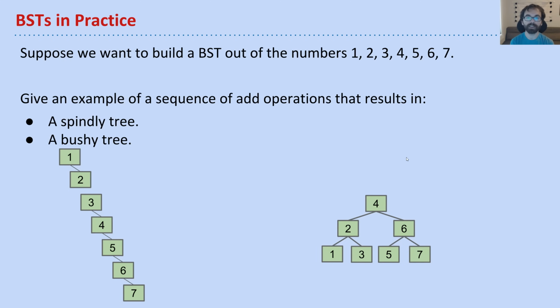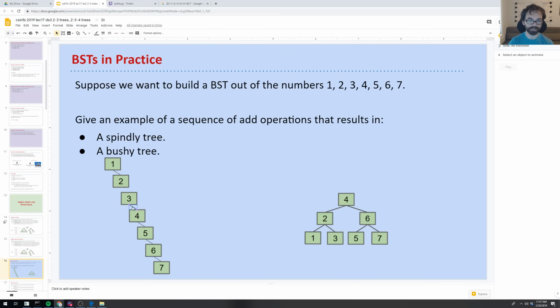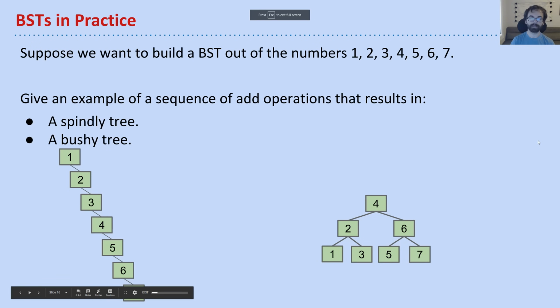So let's try and understand under what circumstances we end up with spindly versus bushy trees. So let's say we want to build a binary search tree out of the numbers 1, 2, 3, 4, 5, 6, 7, and I'd like you to give me a sequence of add operations that results in a spindly tree versus a bushy tree. So the spindly should be relatively easy. Oops, we're missing a line. That's mysterious. Let's fix it. But yeah, so I'll let you start thinking about this. You can pause the video. I'll give you my answer once you're ready.